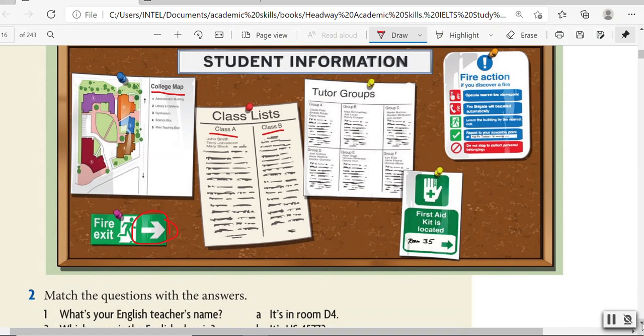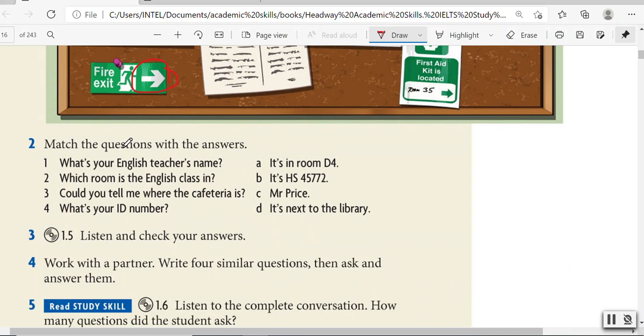And also in here we have another exercise, match the questions with the answers. We have four questions in here and we have four options. We must select the right options for the right questions. What is your English teacher's name? We have, it's in room D4, it is HS45772, Mr. Price, it's next to the library.